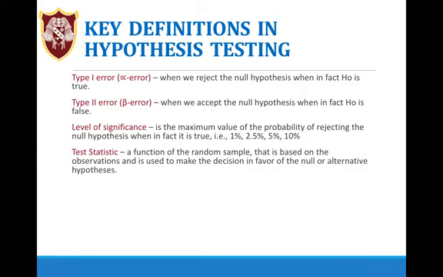Test statistic is a function of the random sample that is based on the observations and is used to make the decision in favor of the null or alternative hypothesis. Common examples of test statistics used in hypothesis testing are the t-statistic, z-statistic, f-statistic, and the chi-square.